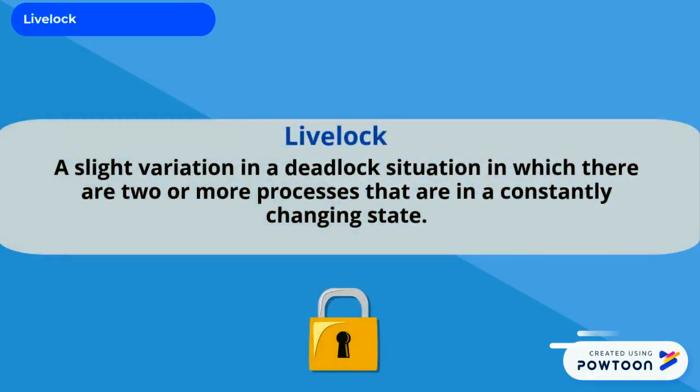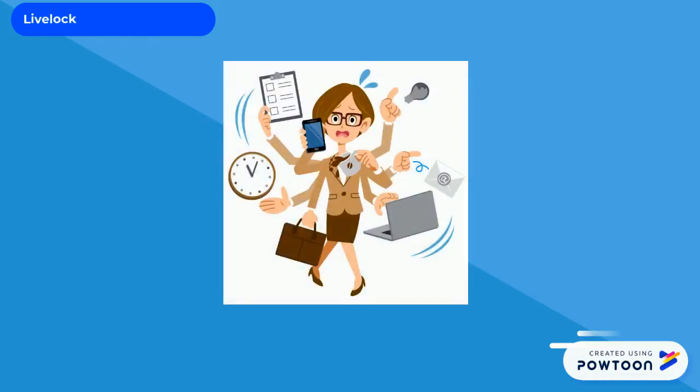Another slight variation of a deadlock situation is one in which there are two or more processes that are in a constantly changing state. This is called a livelock. And the major difference here is the process is not actually stopped at all, but instead just becomes too busy to respond to one another.